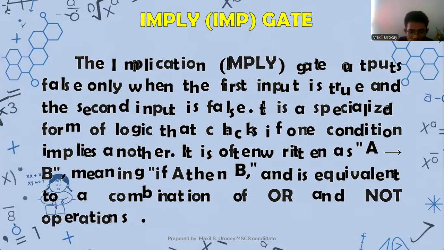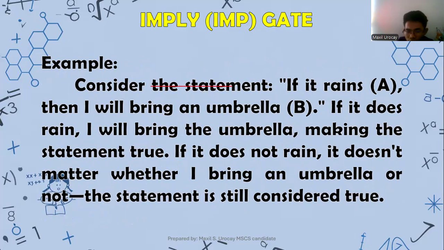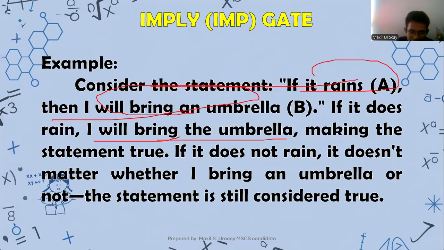So what is going to happen here then? Consider the statement, if it rains, then I will bring an umbrella. So that's actually the statement. If it does rain, I will bring the umbrella, making the statement true. If it does not rain, it doesn't matter whether I bring an umbrella or not. The statement is still considered to be true.